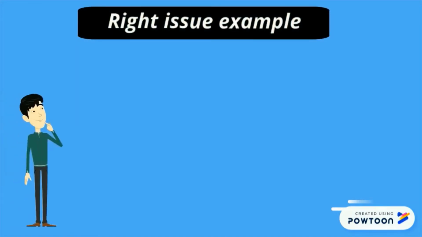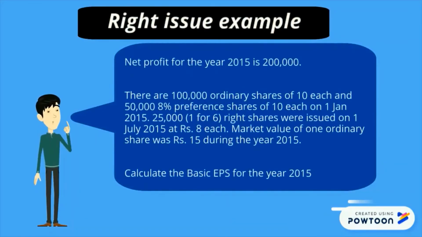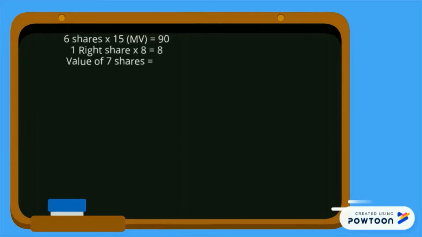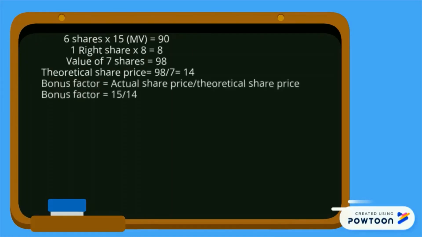Now, we will solve the example of a right issue, and understand how to make the necessary adjustments to account for it. Pause the video and read the question. To calculate weighted average number of ordinary shares in case of right issues, we need to adjust for market and bonus elements. To calculate the bonus factor, we will first calculate theoretical share price after the rights issue.